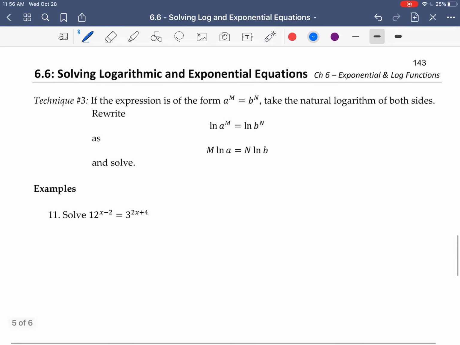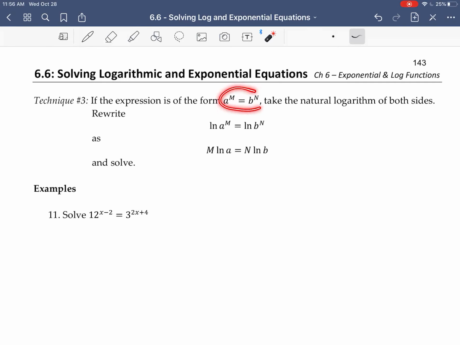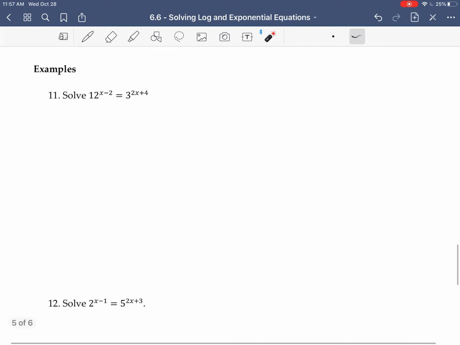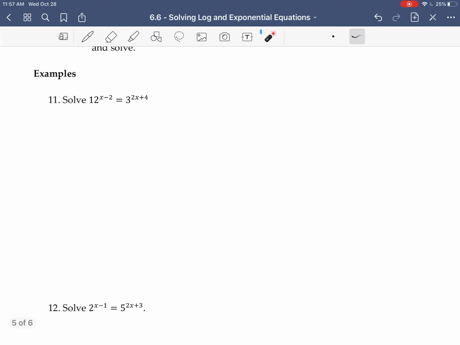Now another type, what if our equation has 2 exponentials? So, and where they're different bases, where neither base can be written in terms of the other one. So something of the form a to the m equals b to the n. So then we can use the natural log again. So take the ln of both sides, bring the powers down, right? And then solve for whatever variable you want. Okay, so I'm going to do number 11 here. And then I'll leave number 12 for you to do.